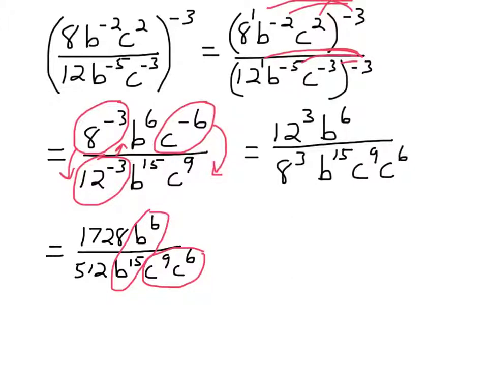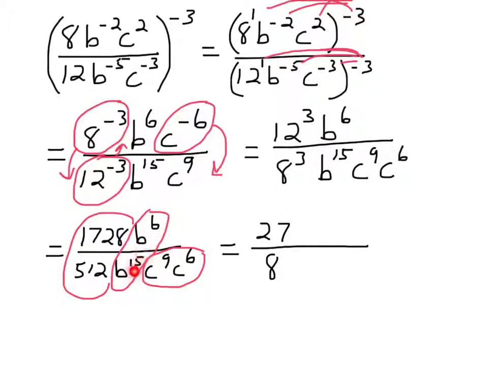And then this fraction that's in the front, the 1728 over 512, we want to try to reduce that if we can. Okay, so this fraction actually reduces all the way down to 27 over 8. And you can do that by dividing both the numerator and denominator by 64. So it comes out to be 27 over 8. And now let's do these b's.